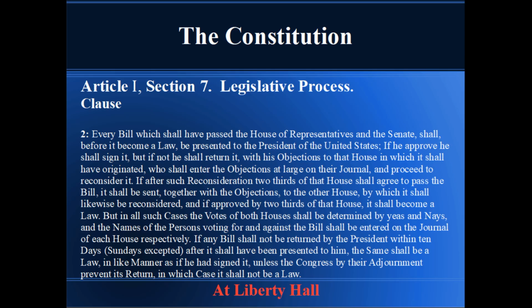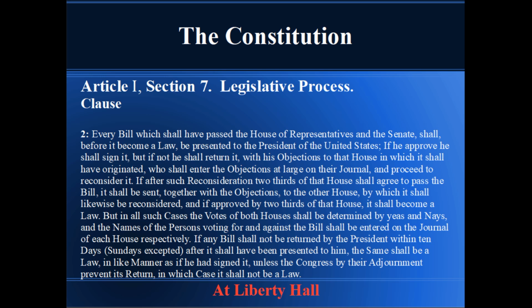Article 1, Section 7, Legislative Process. Clause 2. Every bill which shall have passed the House of Representatives and the Senate shall, before it become a law, be presented to the President of the United States. If he approve, he shall sign it, but if not, he shall return it, with his objections to that House in which it shall have originated, who shall enter the objections at large on their journal, and proceed to reconsider it. If after such reconsideration 2/3 of that House shall agree to pass the bill, it shall be sent, together with the objections, to the other House, by which it shall likewise be reconsidered, and if approved by 2/3 of that House, it shall become a law.